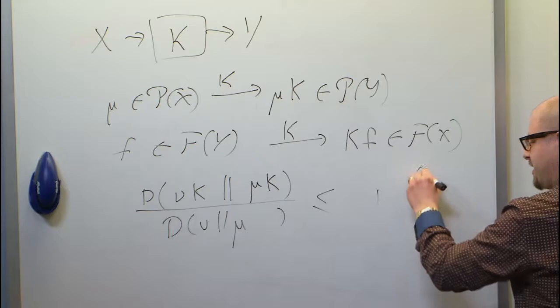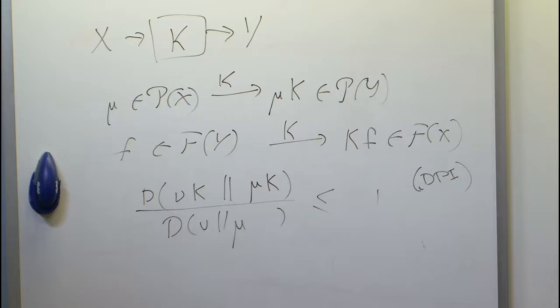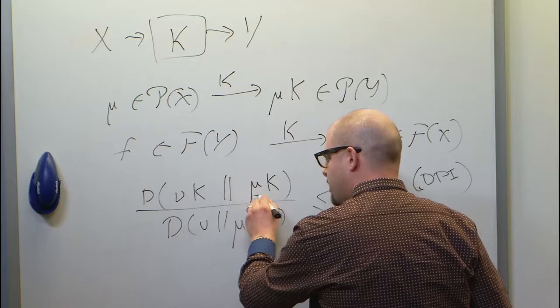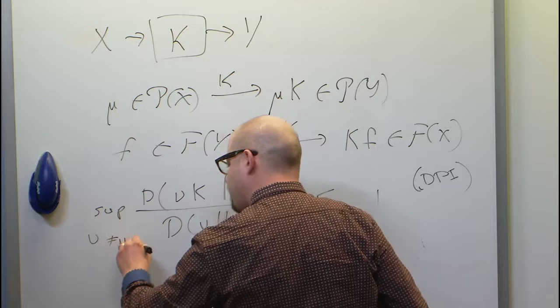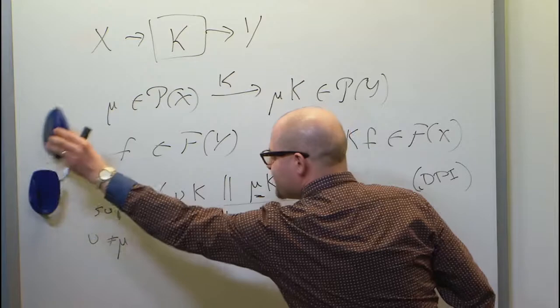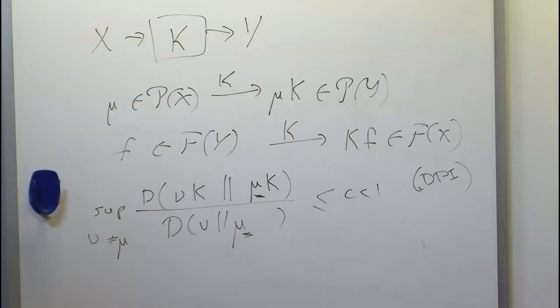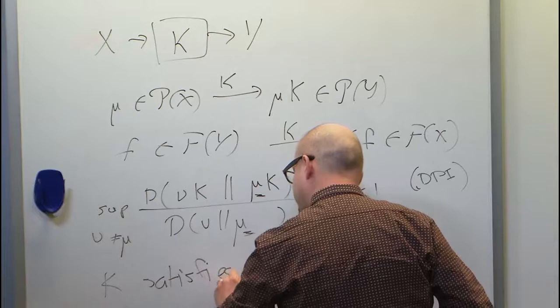What I call strong data processing inequality is as follows. First of all, I'm going to fix mu and call it my reference distribution, reference measure, and then I'm going to look at the supremum of this ratio over all nu's that are distinct from mu. Mu is fixed. And if this is less than some constant C, which is less than 1, then I'm going to say that K satisfies strong data processing inequality with constant C at mu.